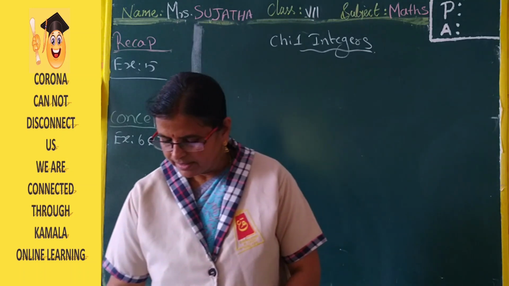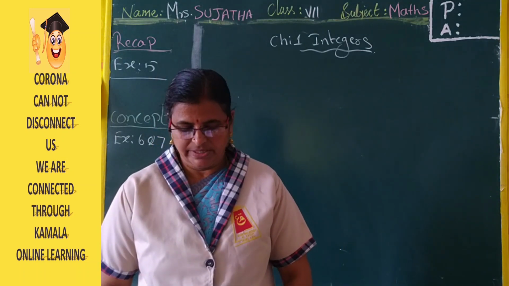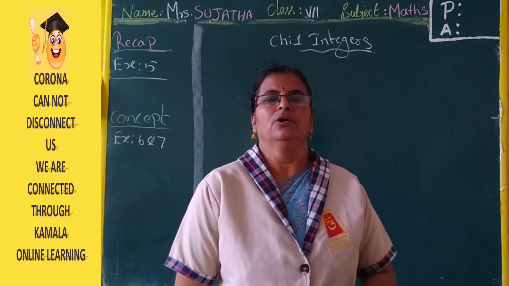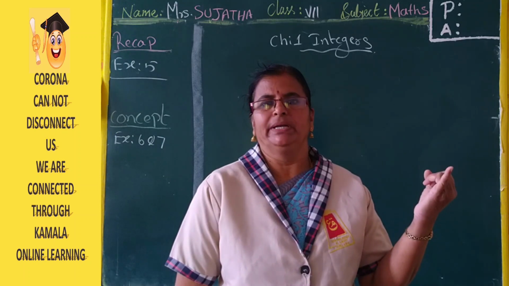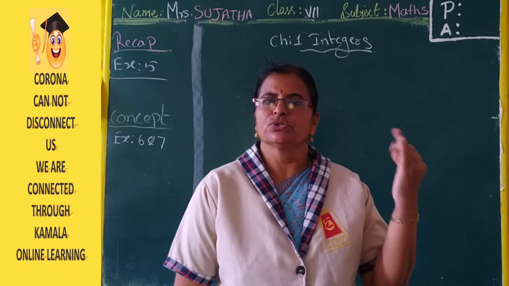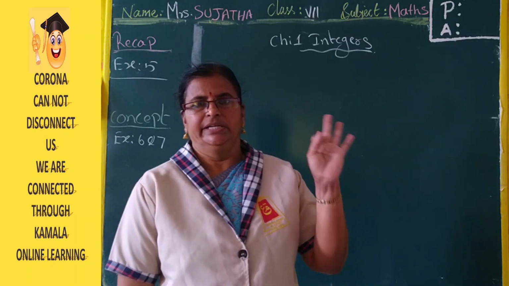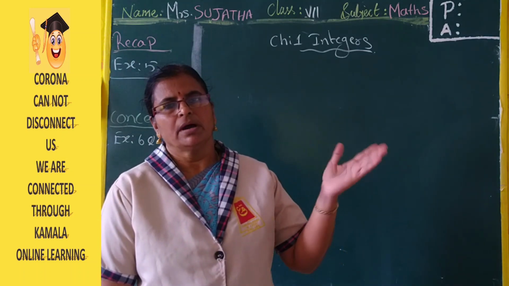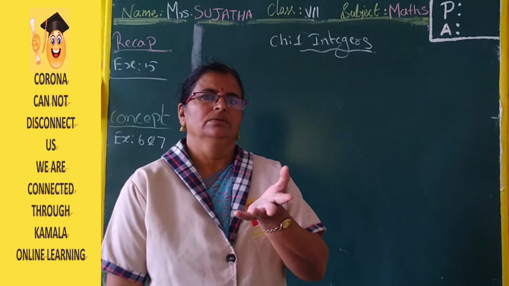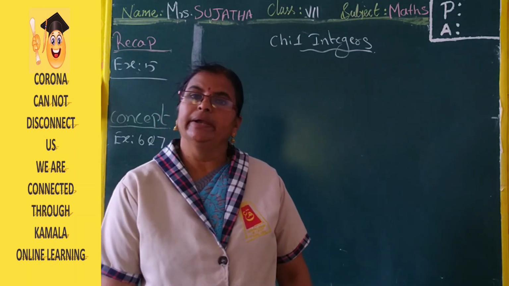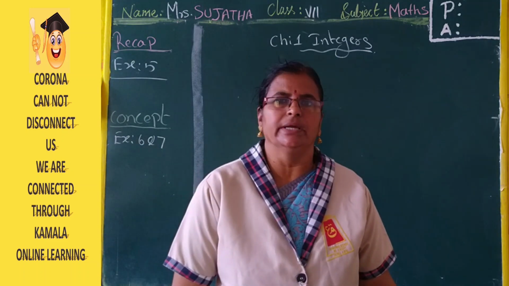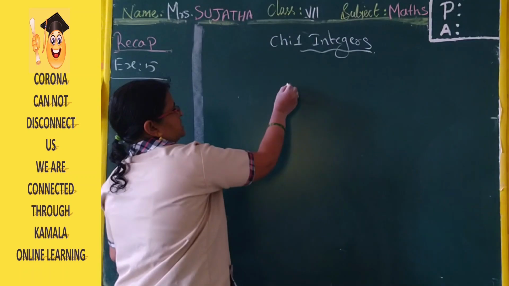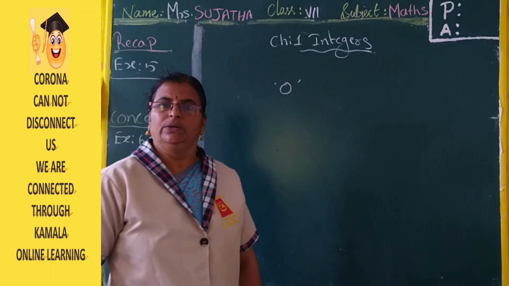So now, in the previous session, what did we do? Properties of integers we learned under four mathematical operations. What are they? Closure property, commutative property, associative property under addition, subtraction, multiplication and division. So, some are closed, some are not closed. Now, additive identity and multiplicative identity we also learned. What is additive identity? 0. Yes, 0 is called additive identity.